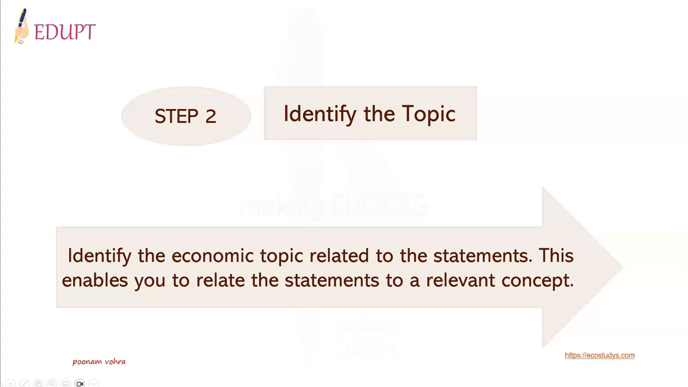Step 2. Identify the topic. That is, you need to identify the economic topic related to the statements, as this enables you to relate the statements to a relevant concept. For example, it can be multiplier if it is macroeconomics, or organic farming in rural development and Indian economic development.